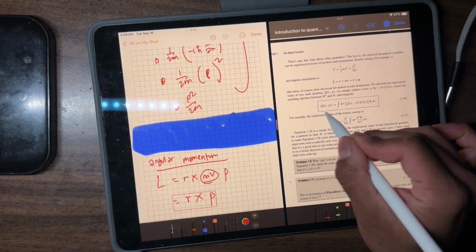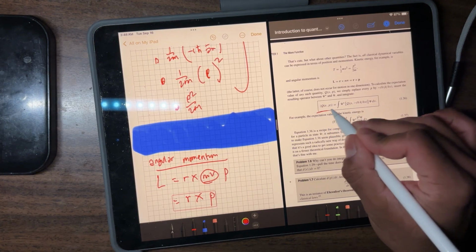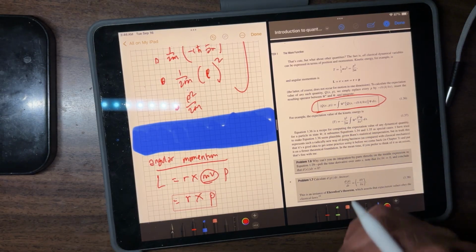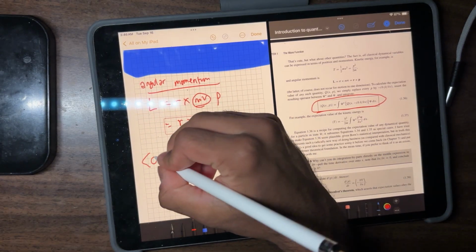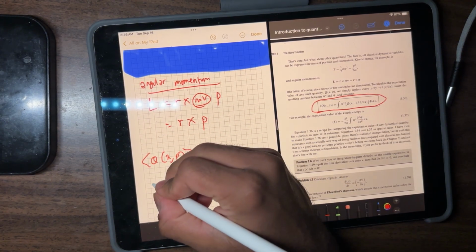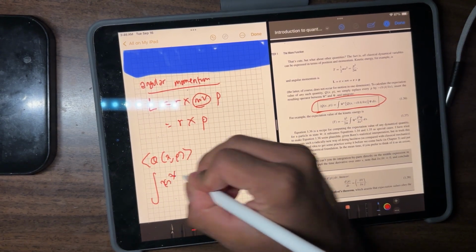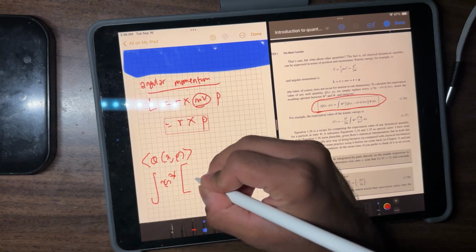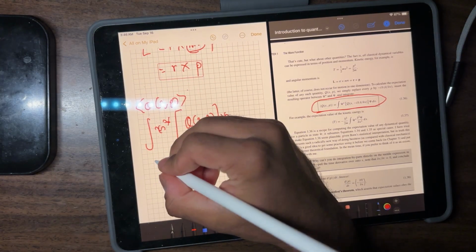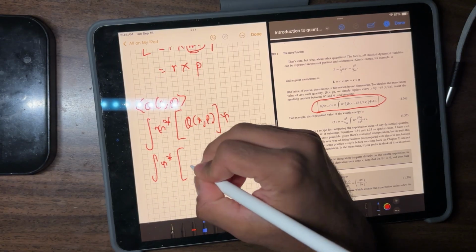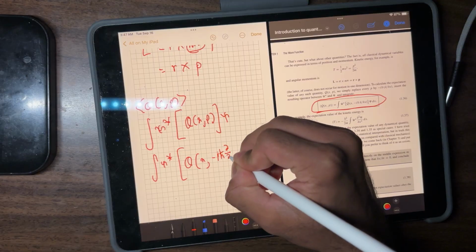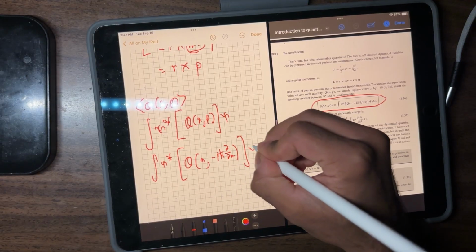This is simply the expectation value of Q with both x and p. So if I have the expectation value of Q of x and p, then I have the integration of psi conjugate, I'm going to put a huge bracket here, Q of x and p psi, which is simply psi conjugate Q of x, minus iota h bar curl by curl x, psi.